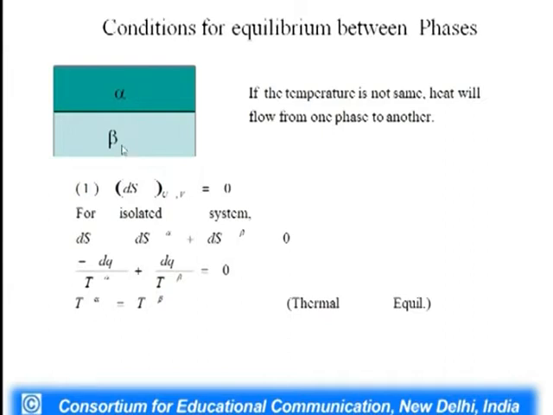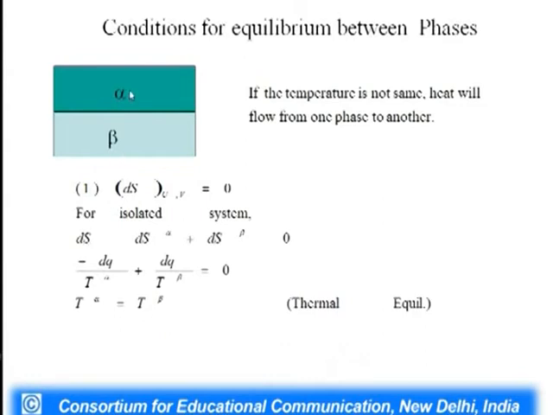If the temperature is not the same, then heat will flow from one side to the other. Suppose heat flows from the alpha to the beta side. Here heat is lost, here heat is gained. In this case dS alpha will be minus dq by T alpha, and dS beta is dq by T beta. This should be 0, and this gives you the condition T alpha is equal to T beta.